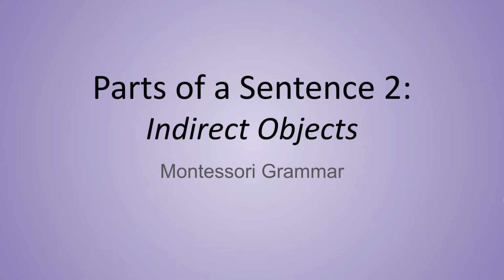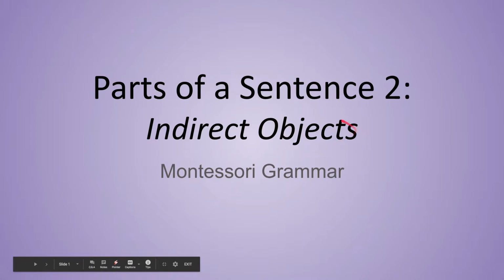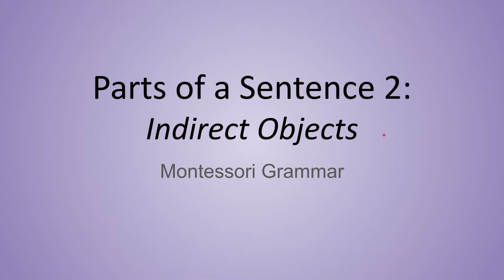This is part 2 in our Parts of a Sentence lesson series, and today's lesson is about something called an indirect object, the indirect object. Let's take a look at a new sentence and review some of the things we learned last week. Please have your language notebook and a pencil ready for this lesson.